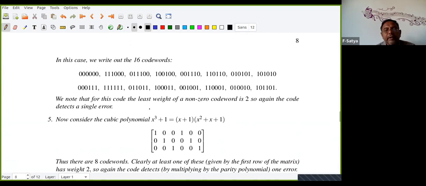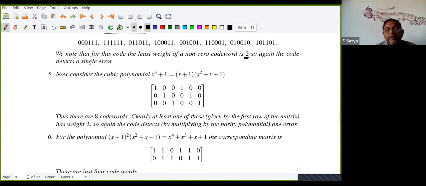So you can see that if you take any non-zero code word here, the weight is 3, the weight is 3, the weight is 2. There are no vectors of weight 1. So the weight of the code is 2. Again, it can only detect, it cannot correct.